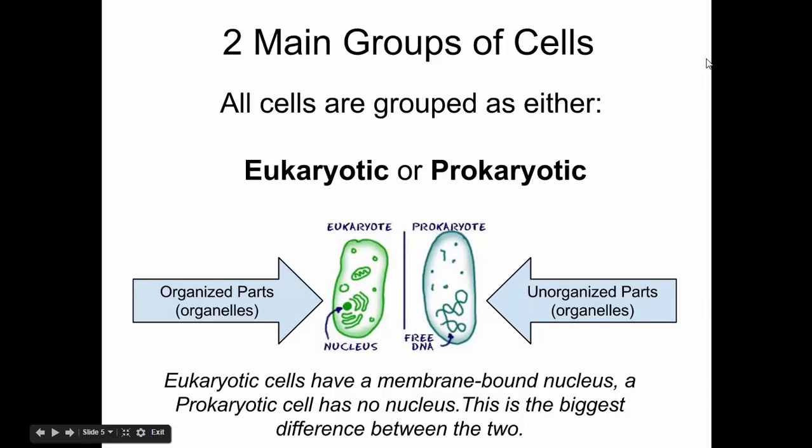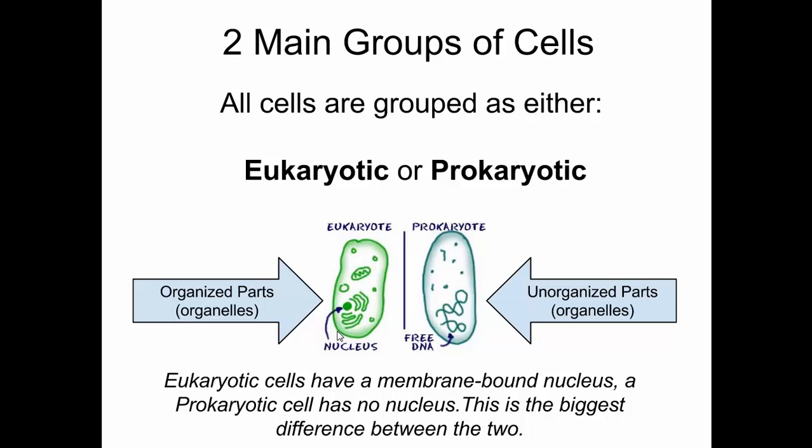So we're looking at cells. There are two main groups of cells, and all cells are classified as one of two categories, either a eukaryotic cell or a prokaryotic cell. The main difference between a eukaryotic cell and a prokaryotic cell is that a eukaryotic cell has organized parts, or organelles, and specifically, they have a membrane-bound nucleus. So the DNA is found inside that nucleus, and the nucleus, we'll get into more details later, directs all the functions of the organelles in the cell.